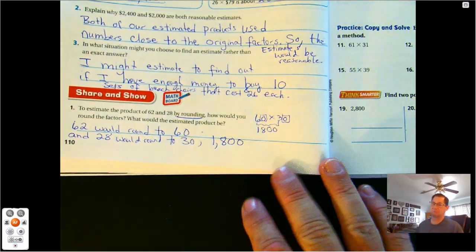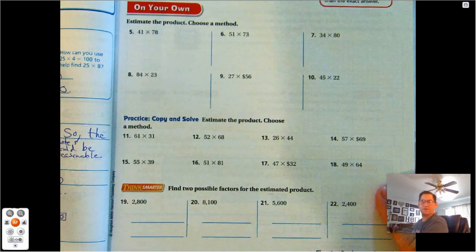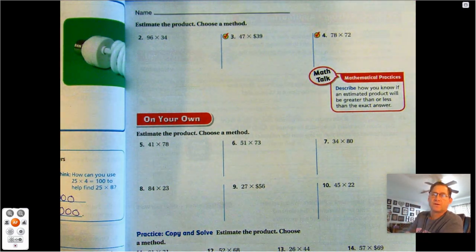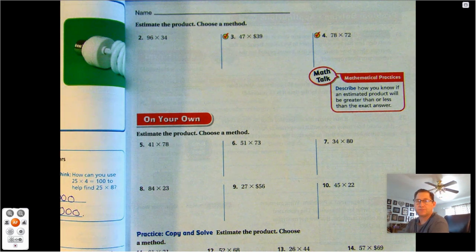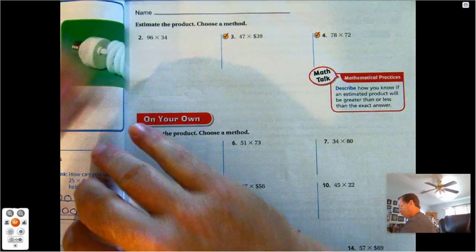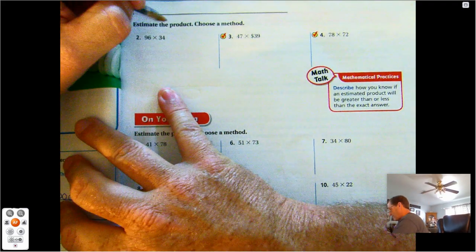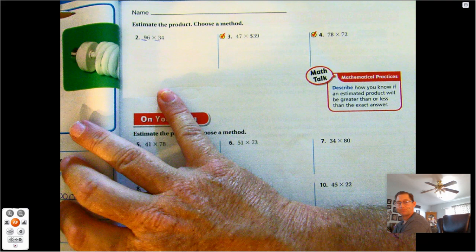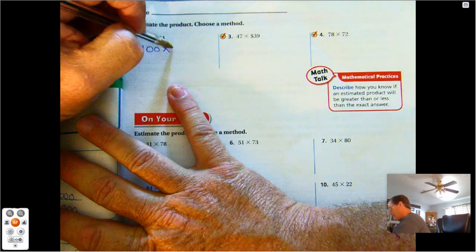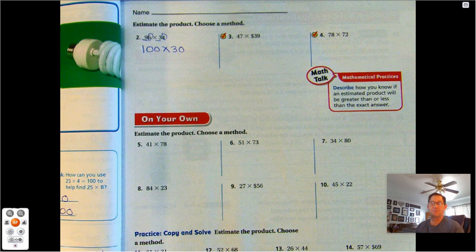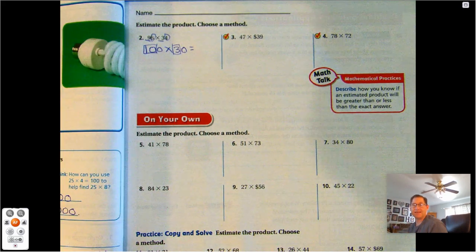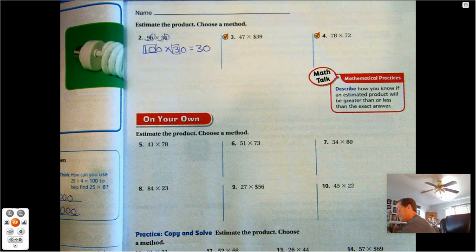Simple enough. Okay, page 111. Number 2, estimate the product and choose a method. Okay, so we have 2 methods that we can use, rounding to the nearest tens or using compatible numbers. So this first one, let's round to the nearest tens. 96 would actually round up to 100. 34 would round down to 30. So we have 30 times 100. Well, our basic math fact is 3 times 10. 3 times 10 is 30. Put the 2 zeros, so our estimate's about 3,000.